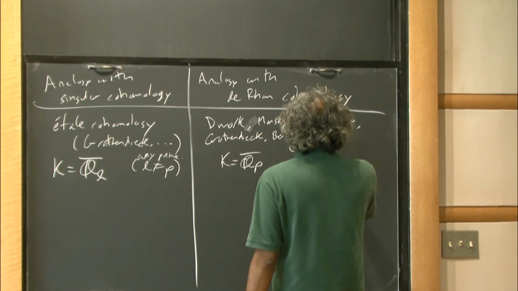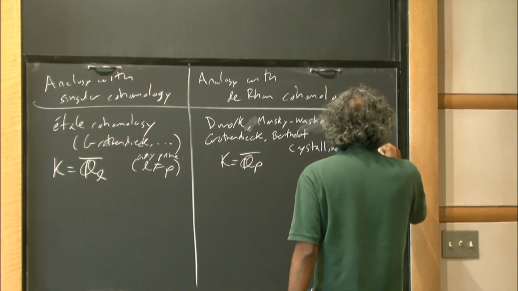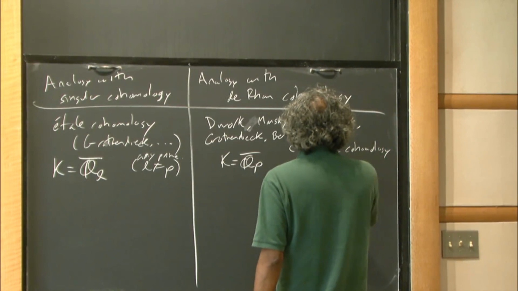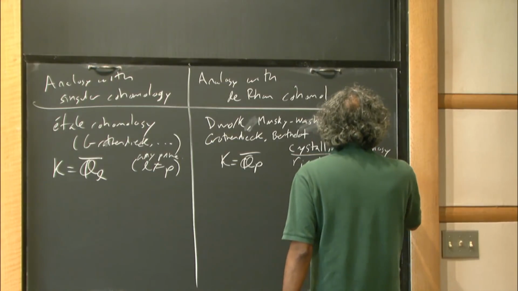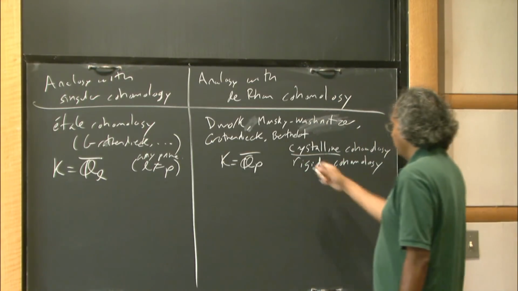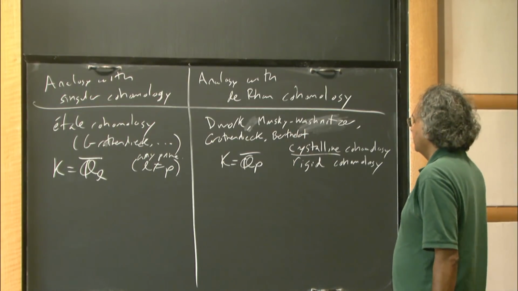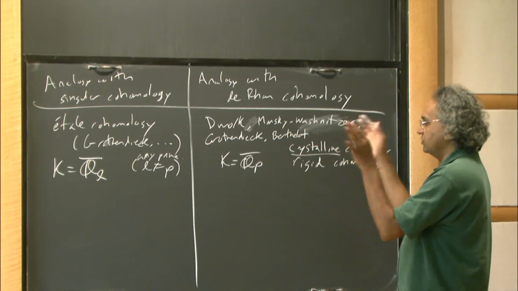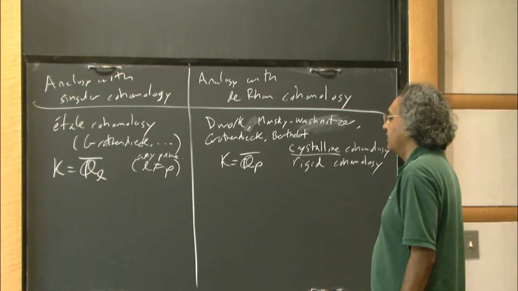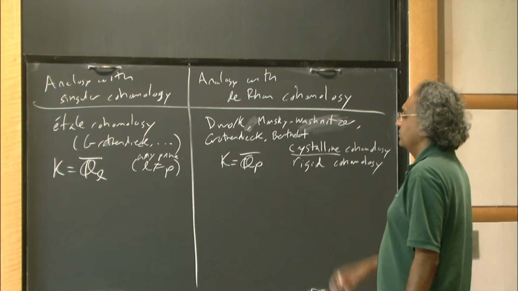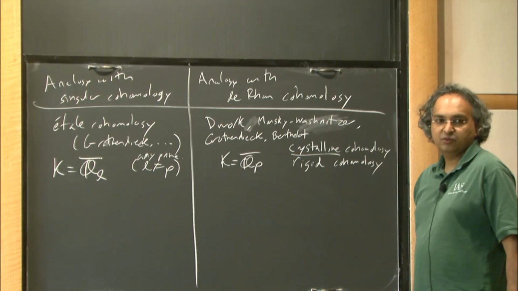So the proper version is what's called crystalline cohomology. But Berthelot's ultimate theory is called rigid cohomology. So rigid cohomology is the sort of Weil cohomology with p-adic coefficients that applies to not even just smooth varieties, arbitrary schemes of finite type over a finite field. But I'm only going to talk about the smooth ones.